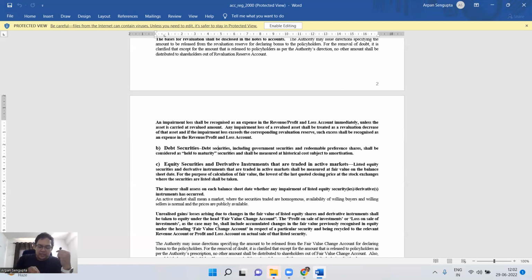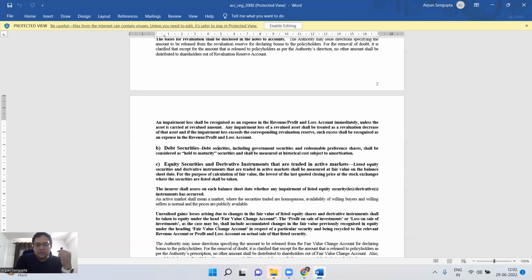Now, the equities and the derivative instruments will be assessed at each balance sheet date, as compared to the real estate, which was assessed every 3 years. Once again, the treatment is the same as the real estate. Unrealized gains or loss will move into an account under the equity heading, which is called the fair value change account. For real estate it was a revaluation reserve; here it is the fair value change account.